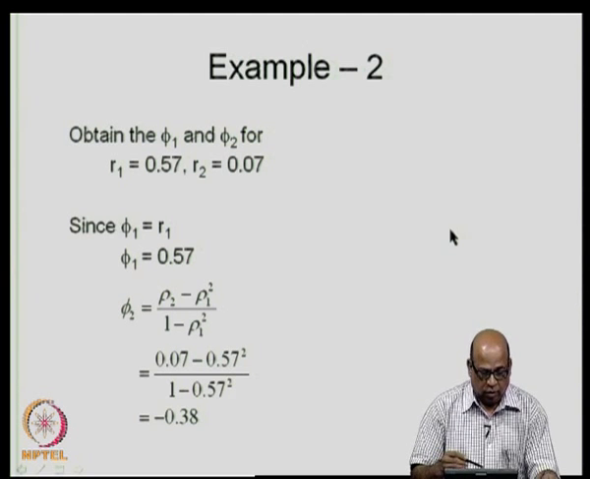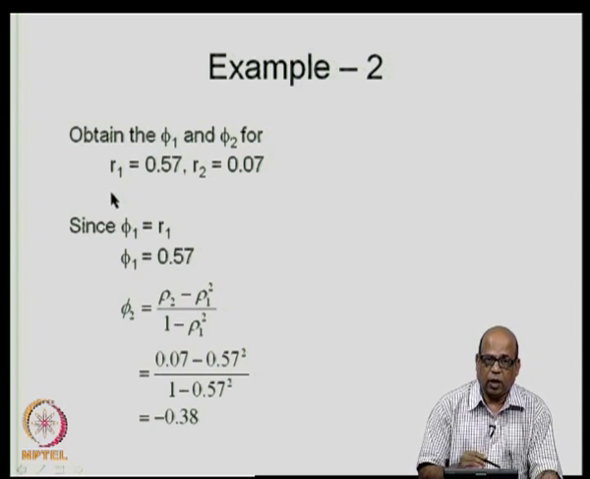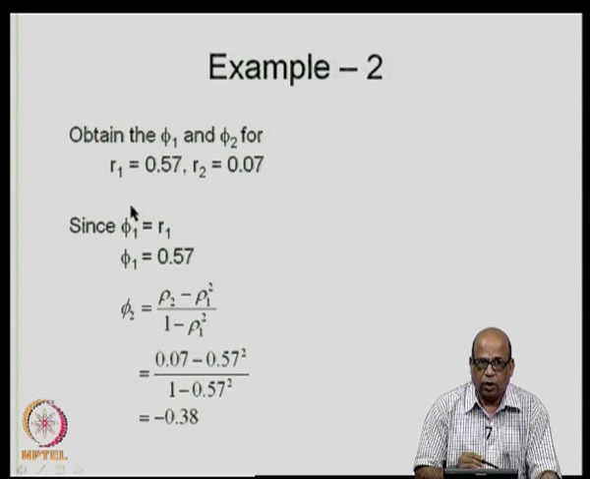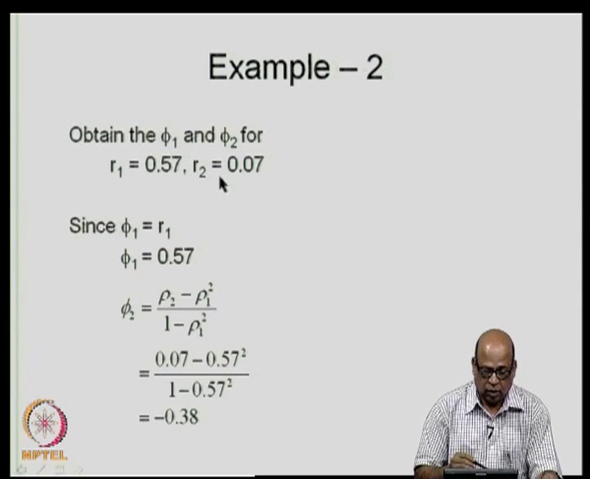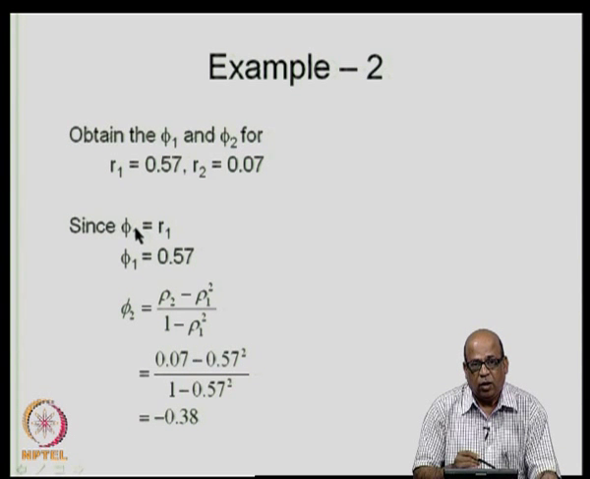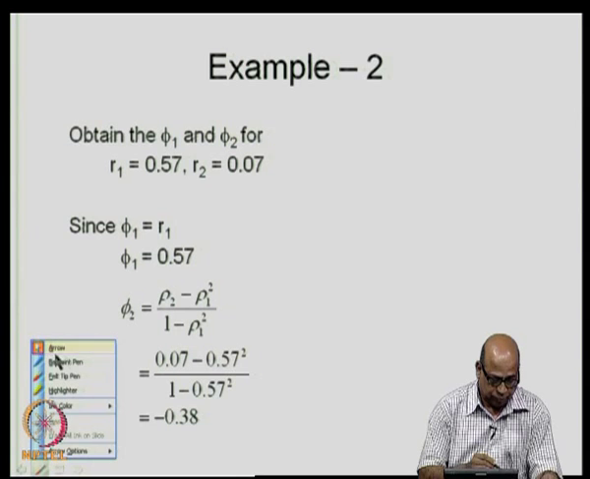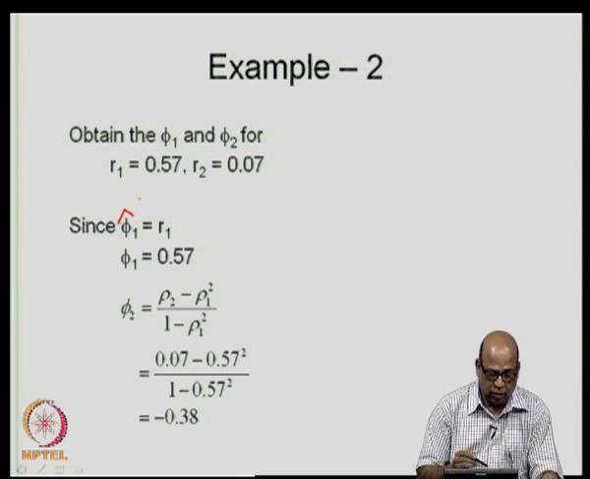Let us see from the data. Let us say that you have the R 1, which is an estimate for the lag 1 correlation, as 0.57, and R 2, which is an estimate for rho 2, which is the lag 2 autocorrelation, as 0.07. Then phi 1, which is the PAC of order 1, partial autocorrelation of order 1, is simply equal to R 1. So, you can put a cap here, this is phi 1 cap is equal to R 1, this is the estimate.